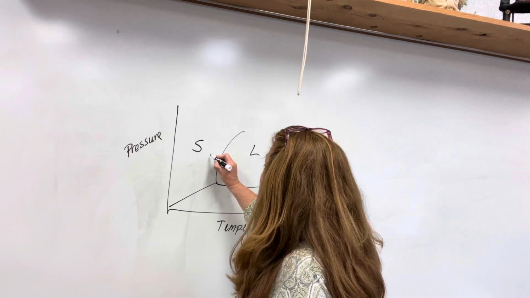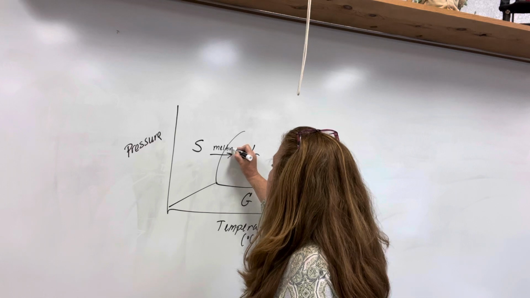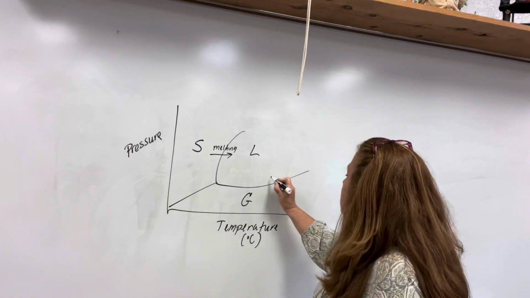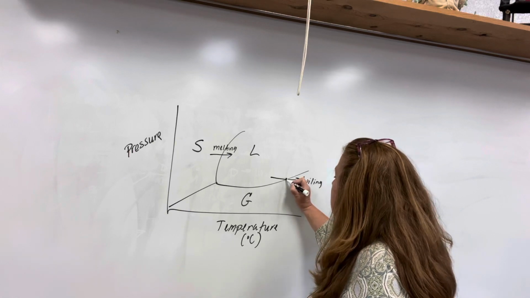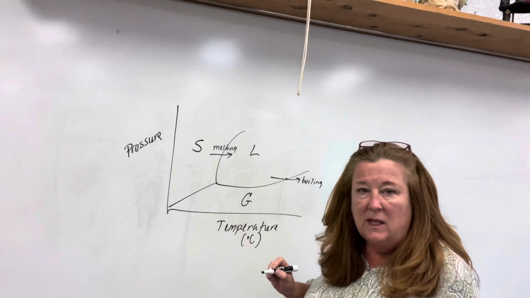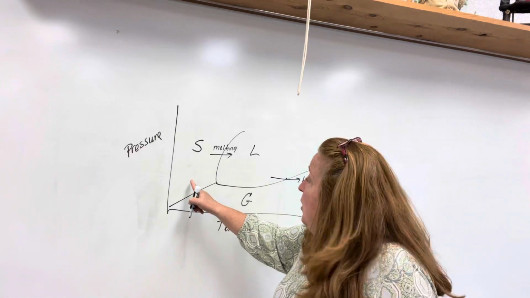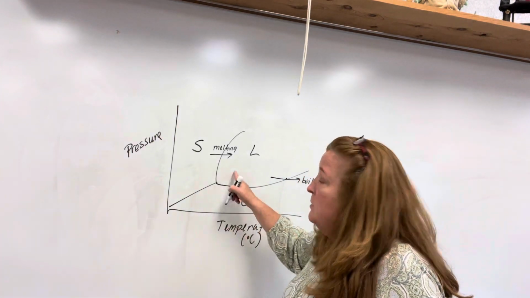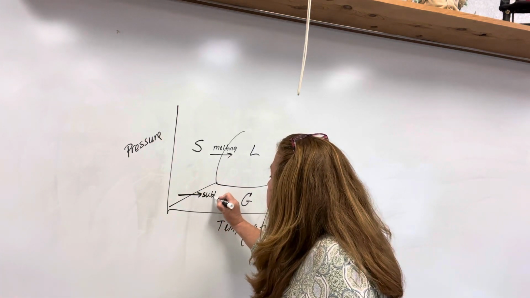So as you go from a solid to a liquid, this is where the melting happens, across this line. And then from a liquid to a gas, this is where boiling would happen. Like at this particular temperature and pressure, actually on the line. Now down here, this is a little bit trickier, but it's still a phase change. When you go directly from a solid to a gas without ever being a liquid, this is where sublimation happens.